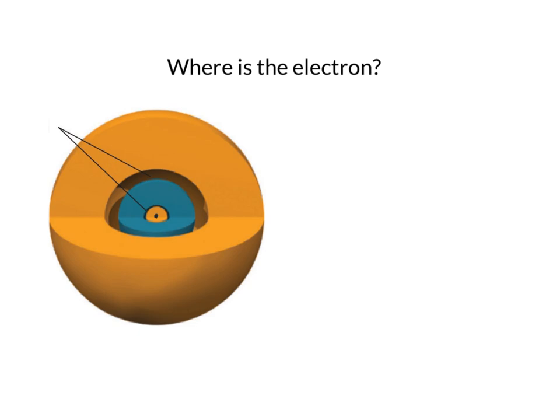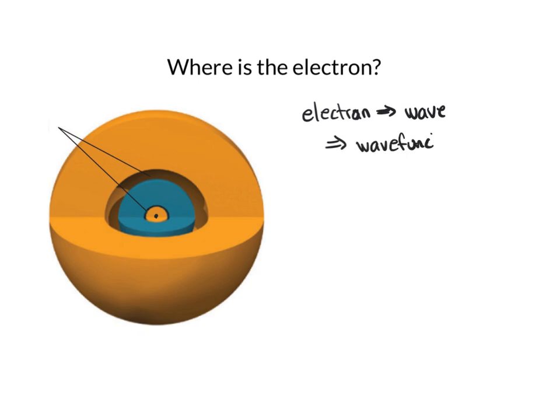To answer this question, we're going to have to put this picture together with the idea that an electron is a wave. And since the electron is a wave, that means that we have to describe it as a wave with a wave function.